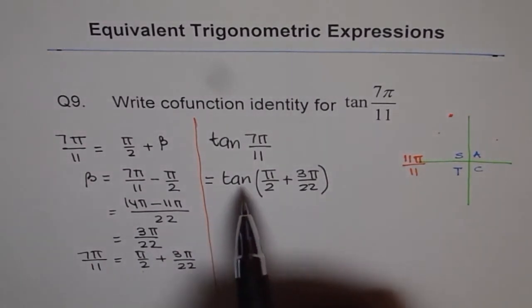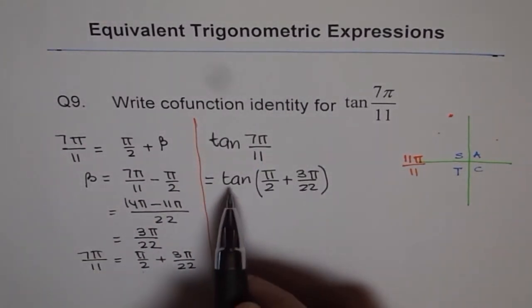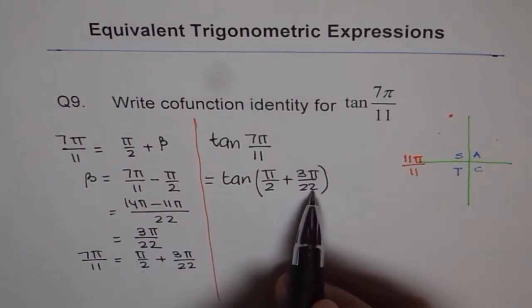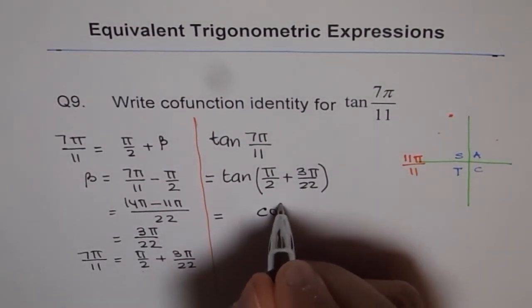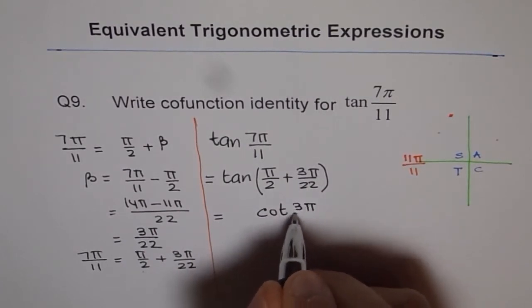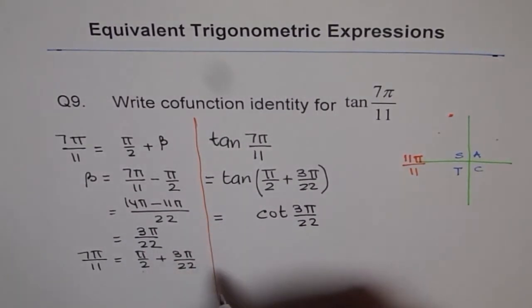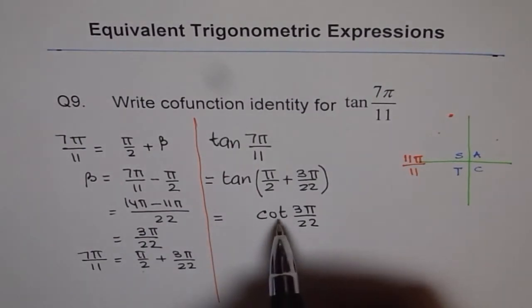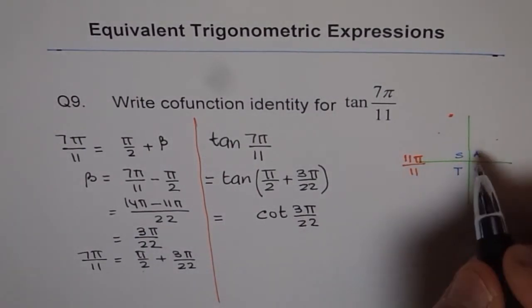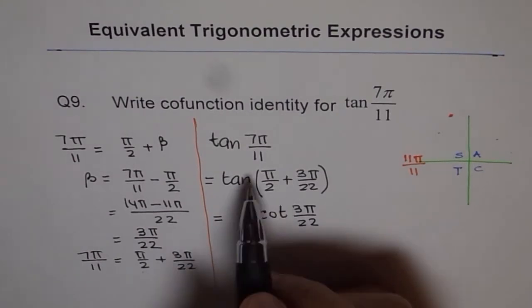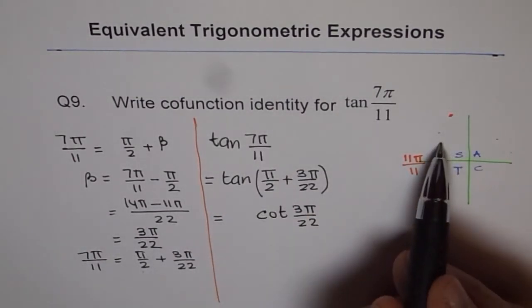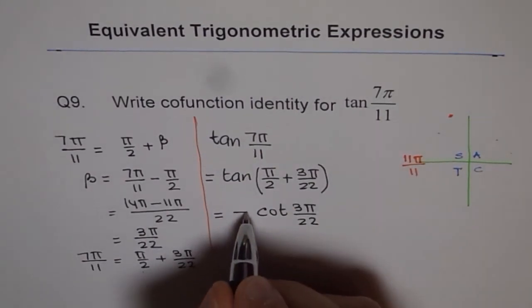Now, using the cofunction identity, I know tan will change to cotangent of the angle, right? So it will be equal to cot of 3 pi by 22. But what is going to be the sign? Now this is an acute angle, right? 3 pi by 22 is somewhere here, correct? That will always be positive. But tan 7 pi by 11 was in quadrant 2. It should be negative, and therefore there will be a negative sign.